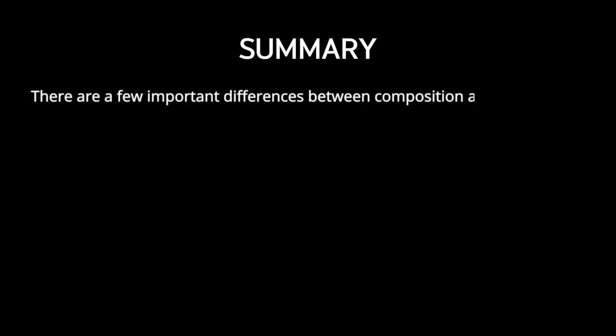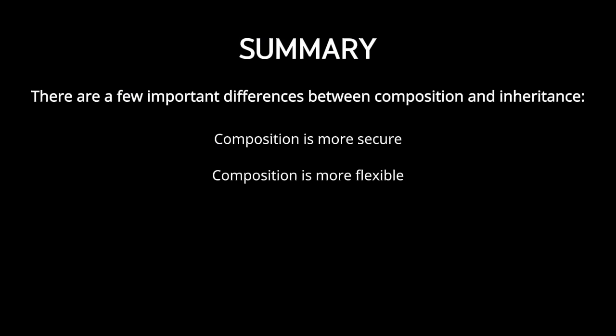Summary. There are a few important differences between composition and inheritance. Composition is more secure. We depend not on how a class is implemented, but only on its externally observable behavior. Composition is more flexible. We can extend only a single class, but we can compose many. When we inherit, we take everything, but when we compose, we can choose what we need. When we change the behavior of a superclass, we change the behavior of all subclasses. It is hard to change the behavior of only some subclasses. When a class we have composed changes, it will only change our behavior if it has changed its contract with the outside world.